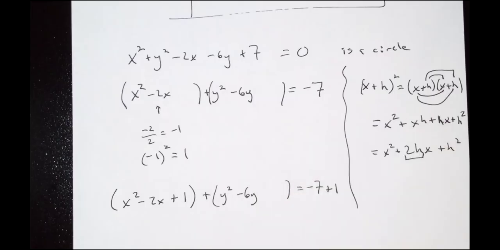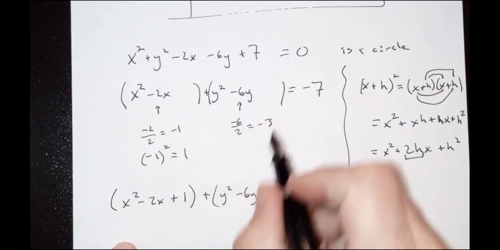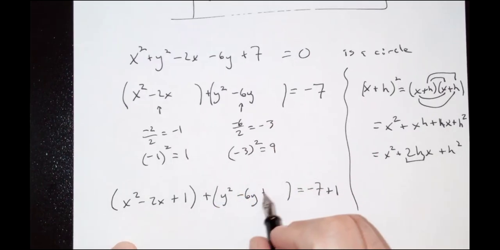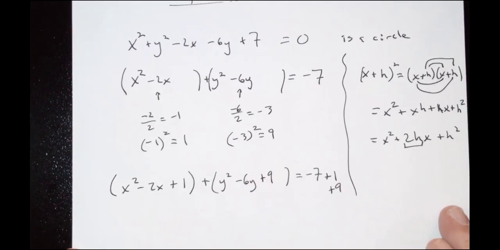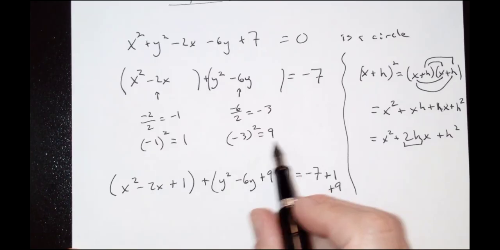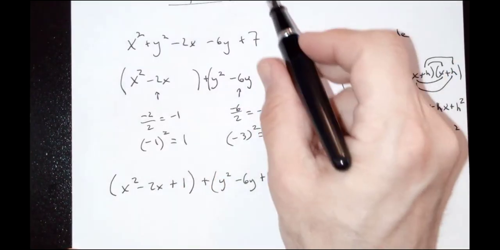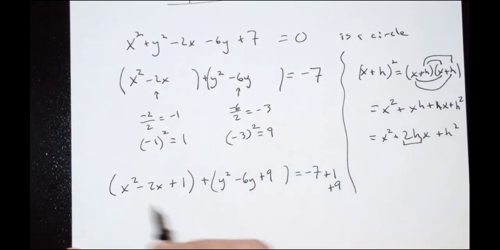So half of -6 is -3. Square that, and you get a 9. So if I add a 9 here, I add a 9 here. Now, best part. X plus h. I know what the h is. This is y, oh, it's minus, right? Y minus k. The only difference is going to be the plus or the minus.